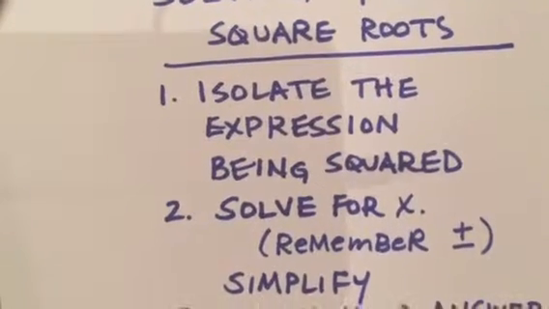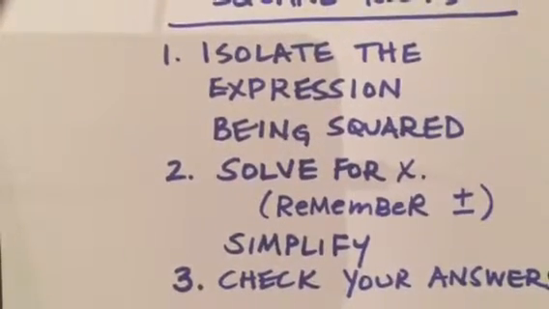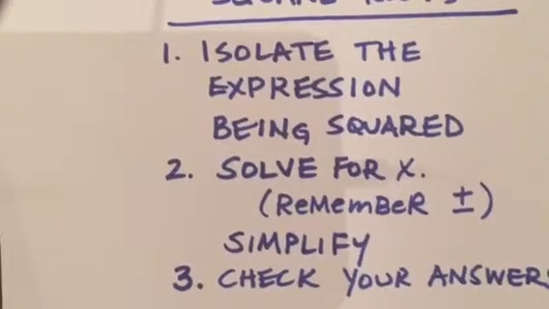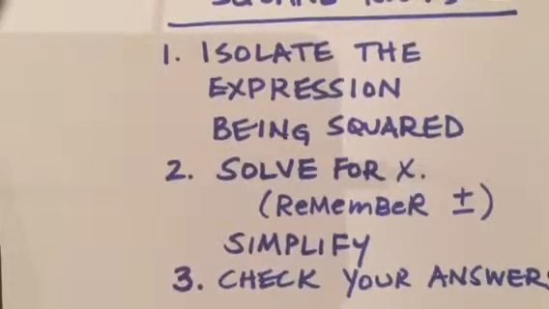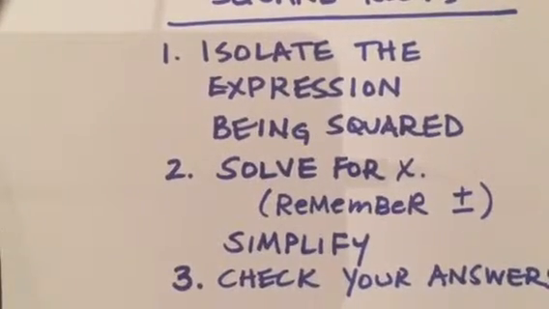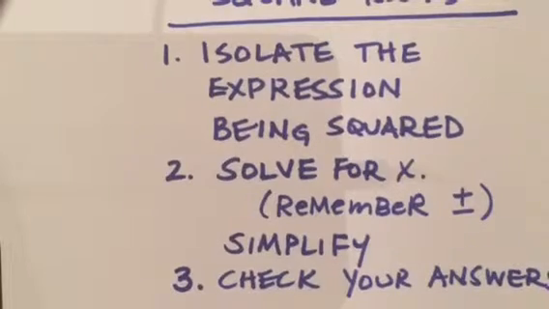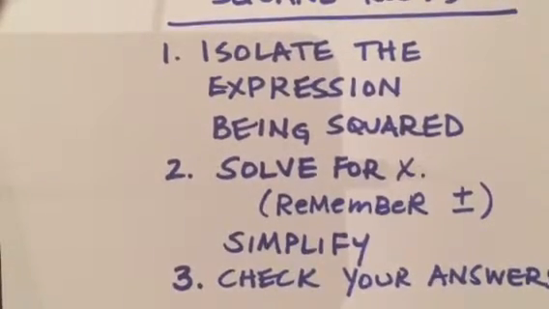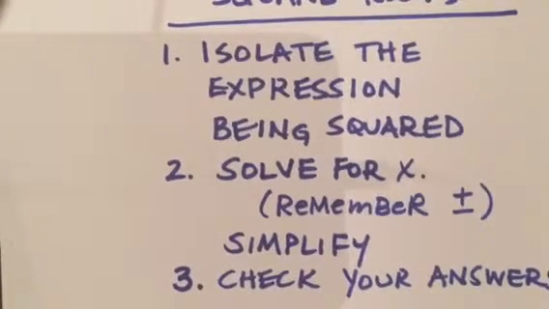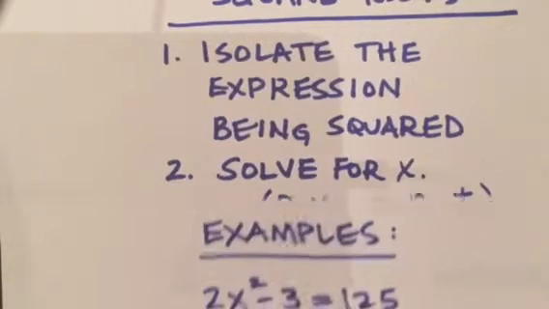Then we go ahead and simplify, and recall we are solving quadratics, so most likely we're going to get two answers. There are some situations where there would be no solution or only one solution, but most of the time we get two solutions. And as with any solving equations, it's always good to go back and check your answers. So let's look at some examples.